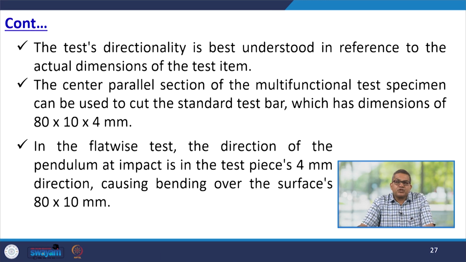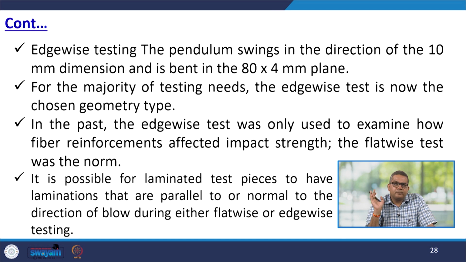Now, the test direction is best understood in reference to the actual dimensions of the test item. The center parallel section of the multifunctional test specimen can be used to cut the standard test bar, which has the dimensions of 80 by 10 by 4 mm. In the flatwise test, the direction of the pendulum at impact is in the test piece's 4 mm direction, causing bending over the surface of 80 by 10 mm.